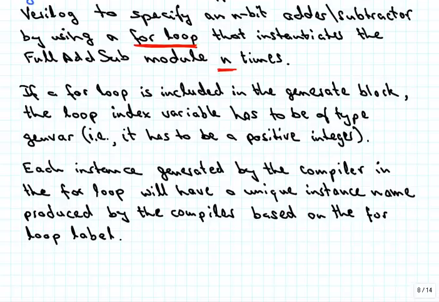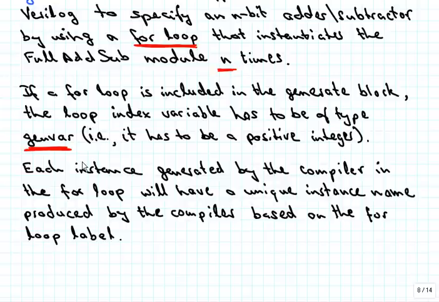If a for loop is included in the generate block, then the loop index variable has to be of the type genvar, which is a generate variable. And what that means in essence is that it has to be a positive integer. Other things can be done within the generate block. You can use if, else, or case statements, but here we are just looking at making a for loop inside that generate block.